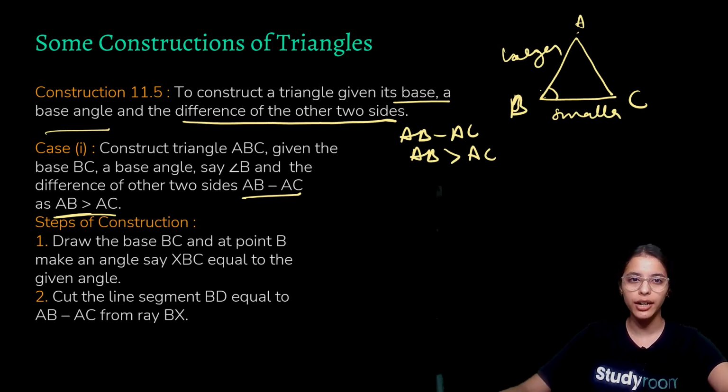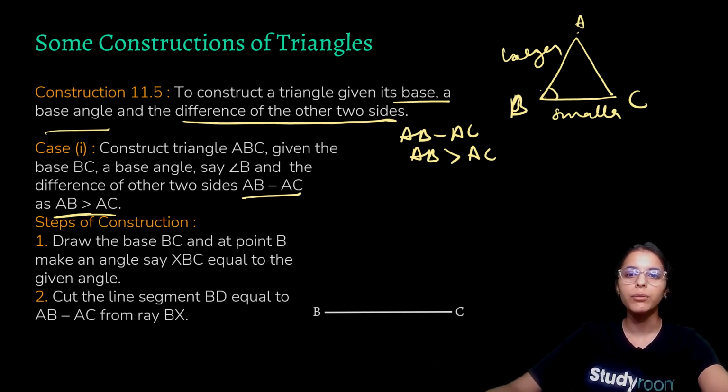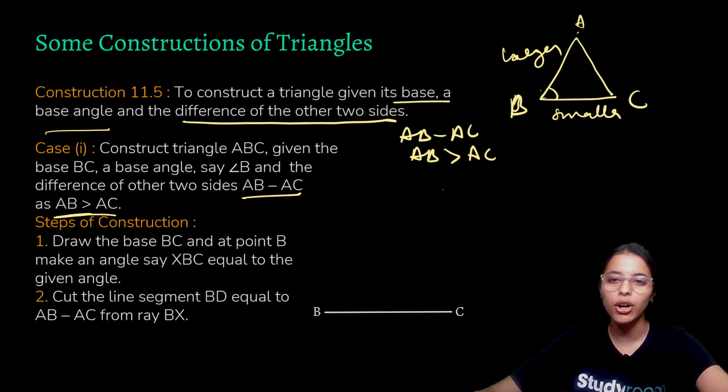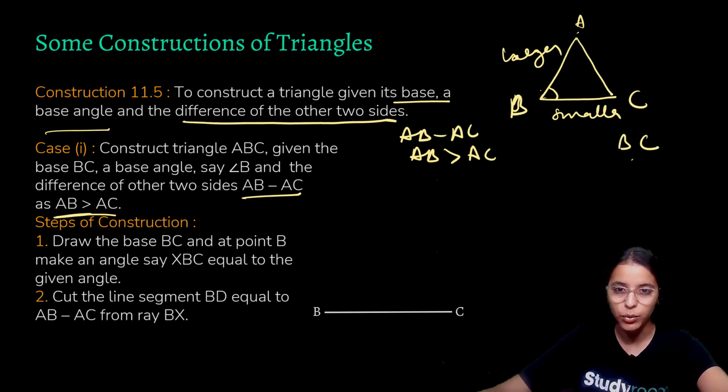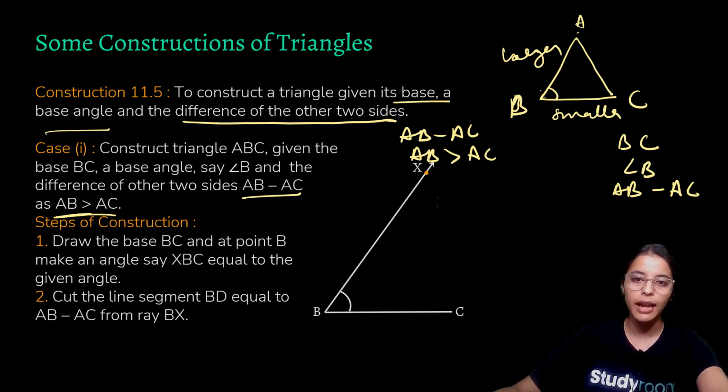Now let us see how we construct it. First, we'll have the same drill of construction, that is, we construct BC, our base, and then we move further to angle B. So let me first draw our checklist. That was BC, then angle B, and then length AB minus AC. In place of plus, we're just having a minus sign. So I have drawn my angle B and this ray to be XB.